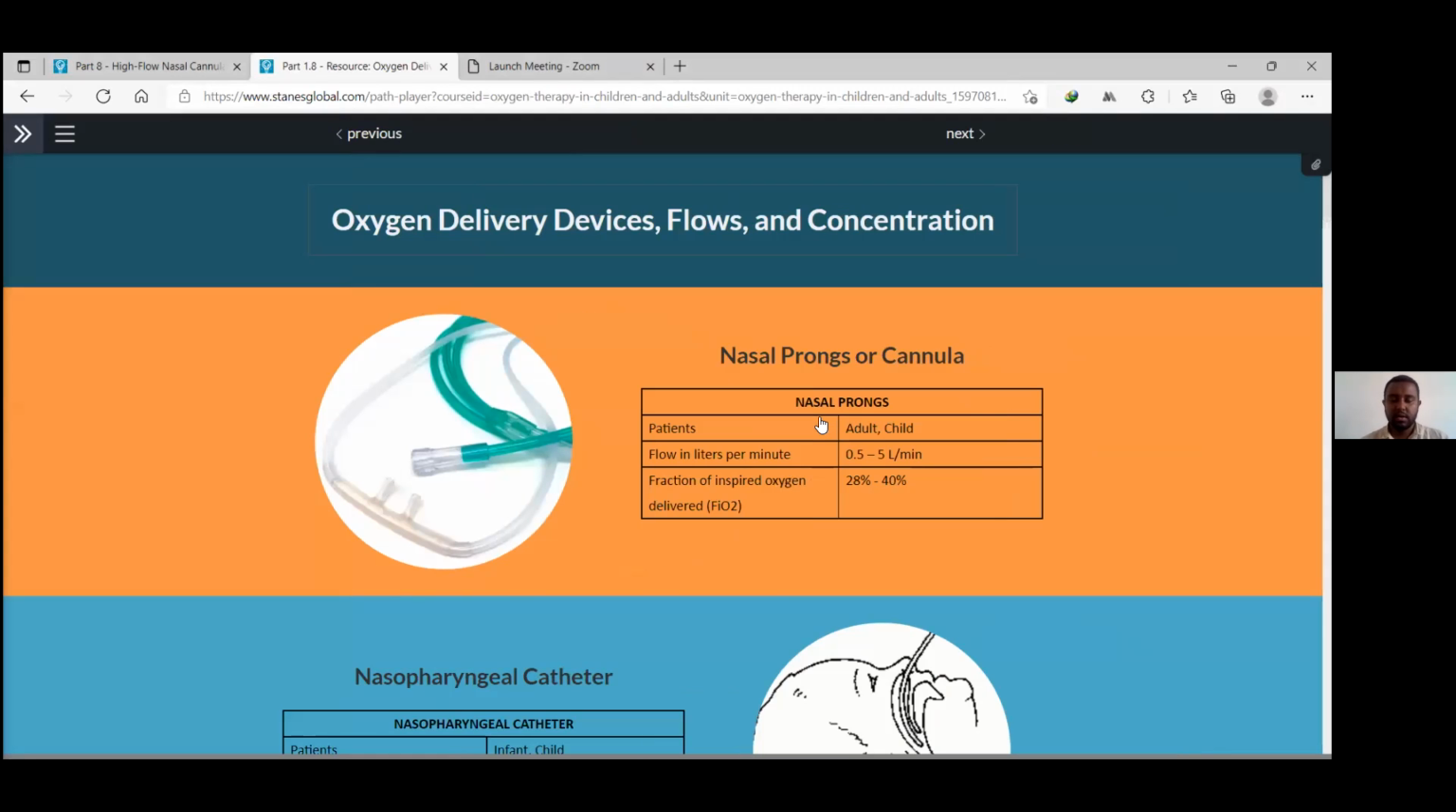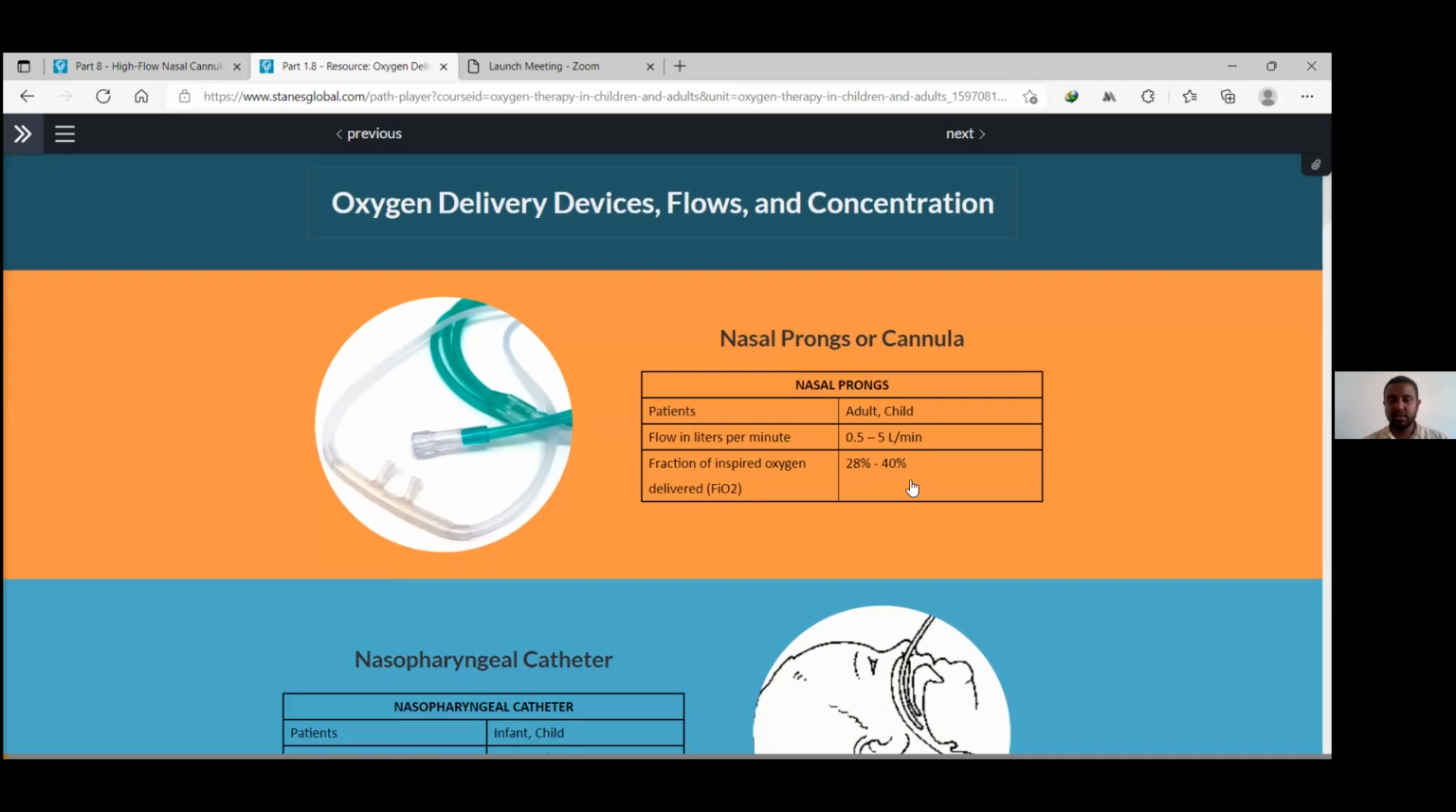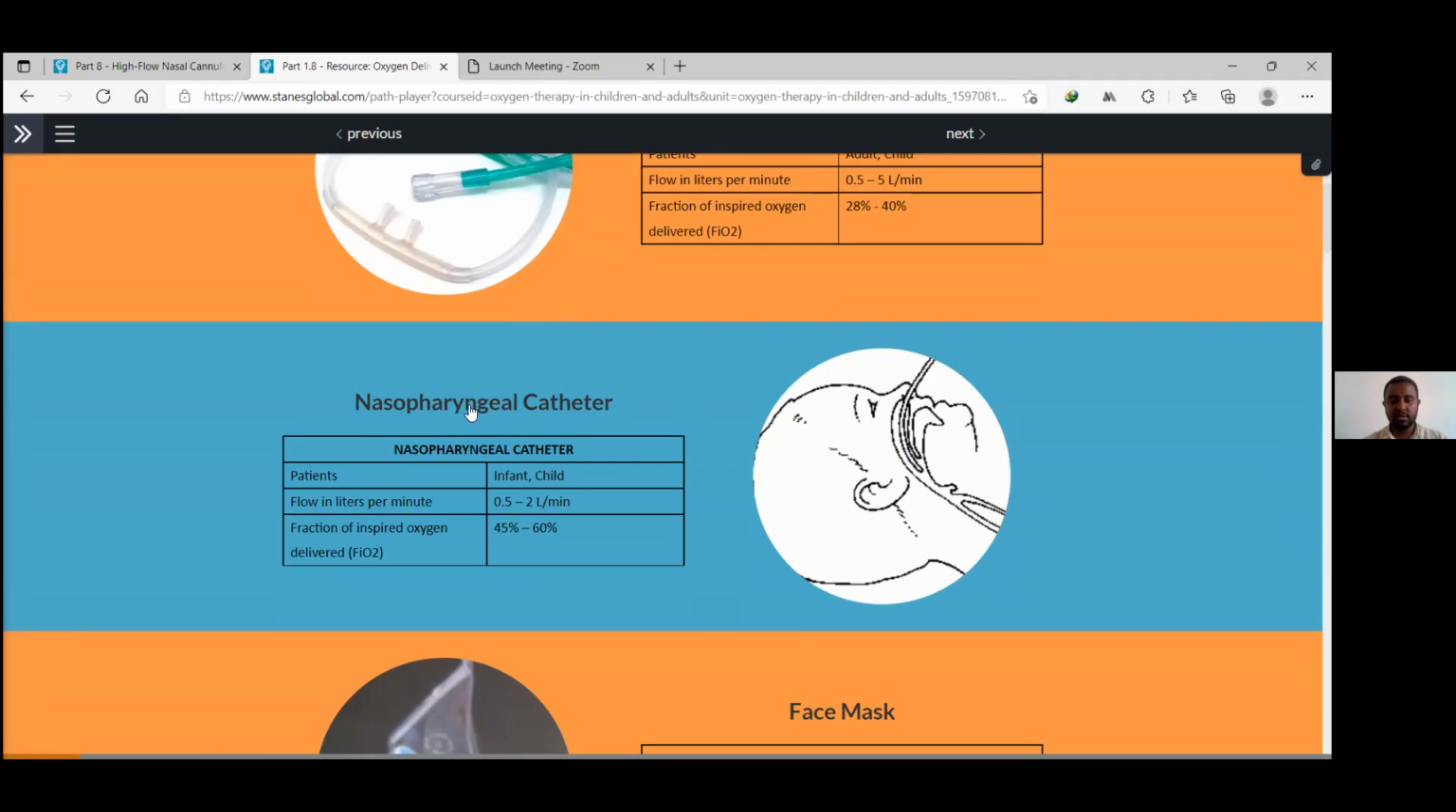So let's go through all the choices one by one, starting from the nasal prongs or the nasal cannula, which can be adapted for adults or any pediatric patients with flow delivery ranging from 0.5 up to 5 liters per minute, with FiO2 delivery ranging from 28% up to 40%. That's for the nasal prongs. We have the, although not mentioned in the choices, nasopharyngeal catheters, which can be used in the infants and child, with flow ranging from 0.5 up to 2 liters, with FiO2 delivery ranging from 45% to 60%.